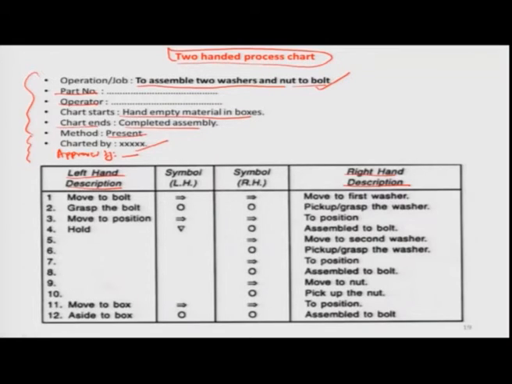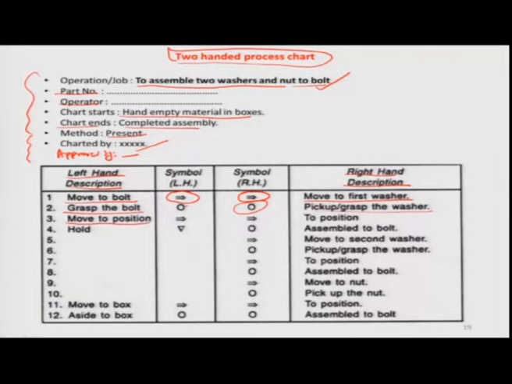So, you will have to use both hands to do this assembly. In the left hand, first you are moving your hand to the bolt, and that is the transportation symbol. In parallel, with the right hand you move to the first washer. Since you are moving your hand to the first washer, again it is a transportation. Then with the left hand you grasp the bolt. After reaching the bolt location, you grasp the bolt, and that is an operation. In parallel with the right hand, you pick up and grasp the washer, so it is an operation.